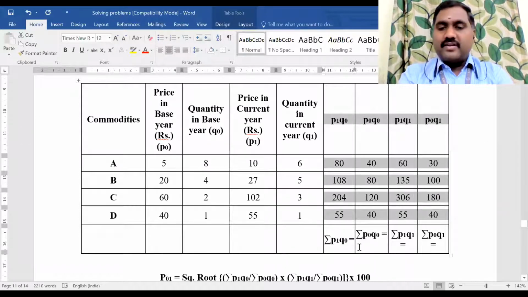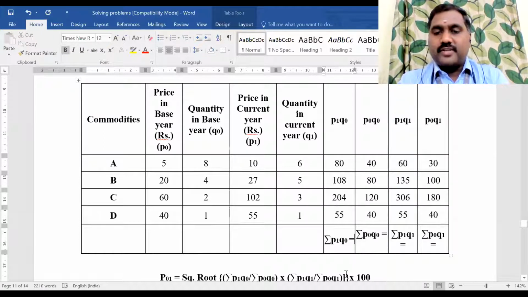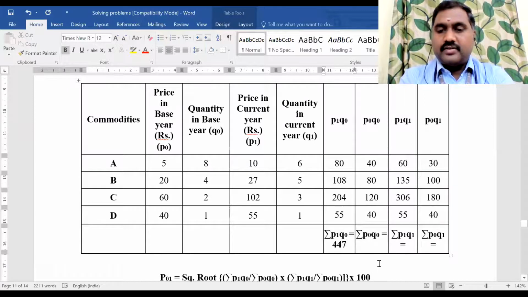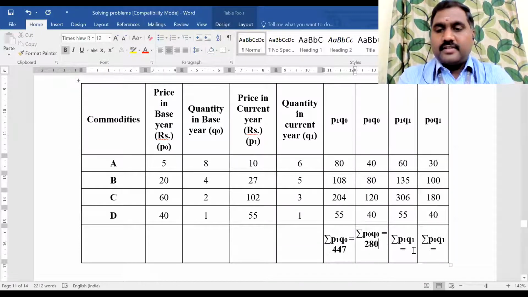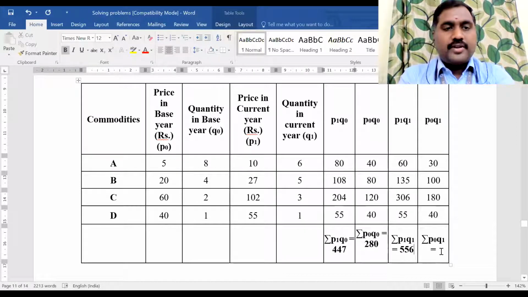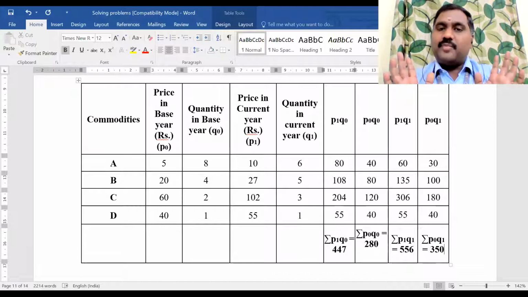That's it. Now can you tell me the total value? 80 plus 108 plus 204 plus 55. Anyone? 447. Okay, good. Now the next one, 280. Next, the third combination is 556. The fourth combination is 350. Okay, very good. So we got all the combinations now.